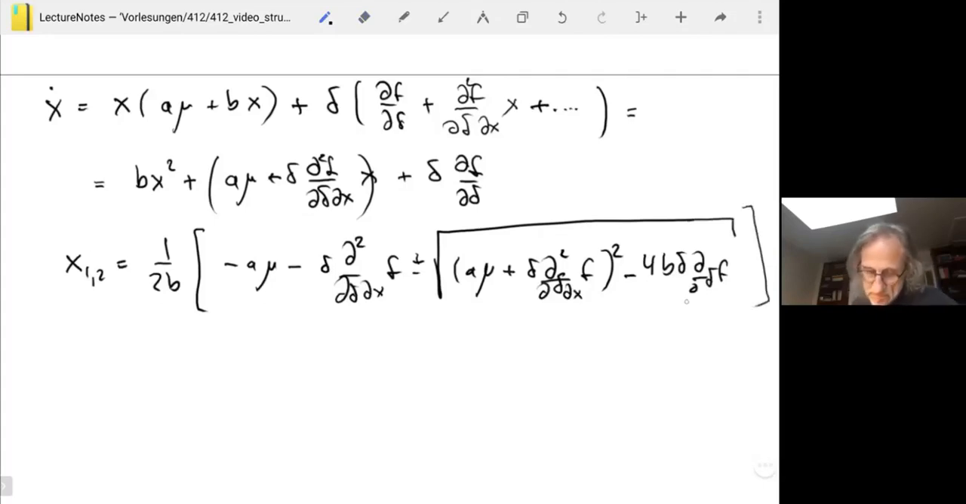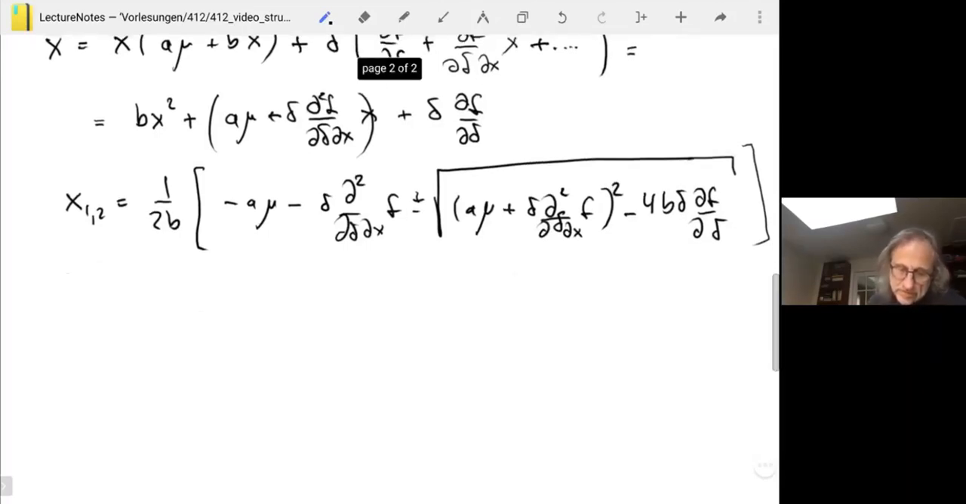Let me see, this is not very clear here. This is an important term, so let me make sure I've written that correctly. This is df by d delta. Okay, so what can we see?